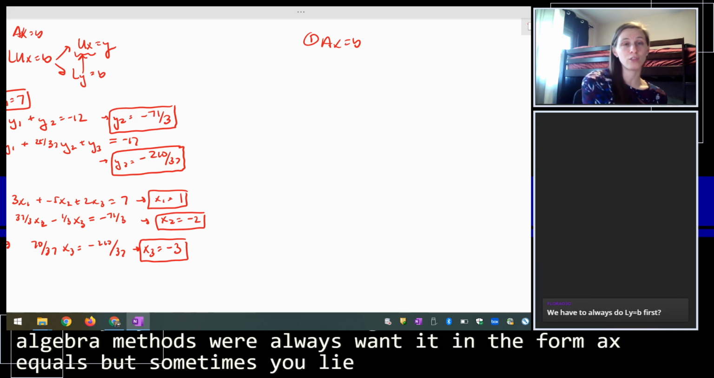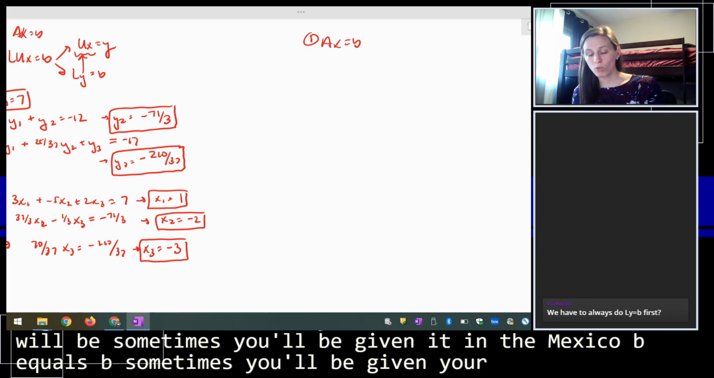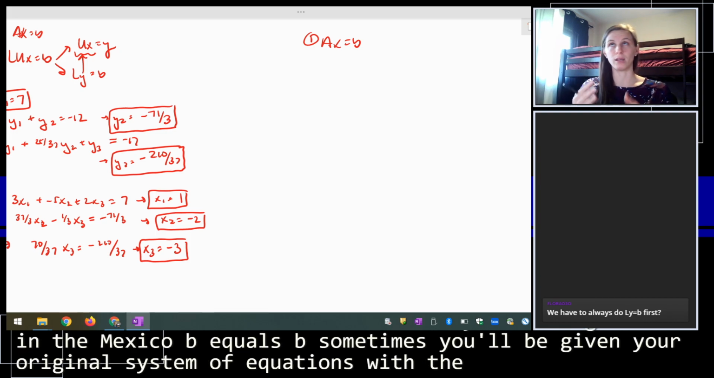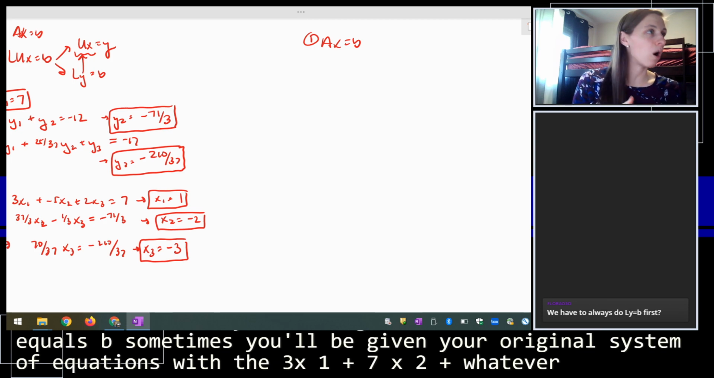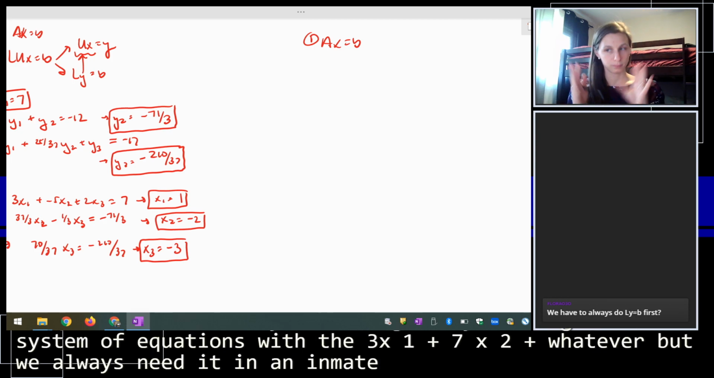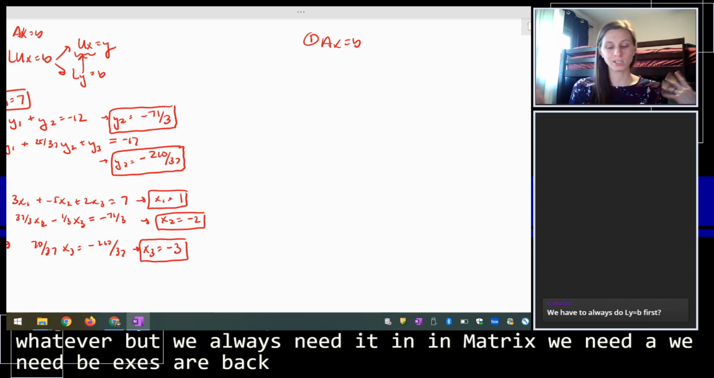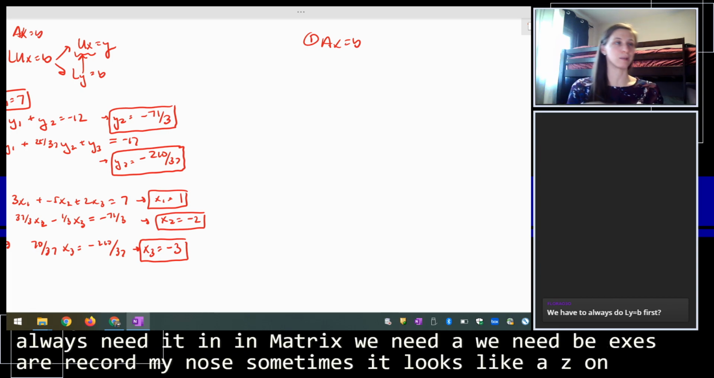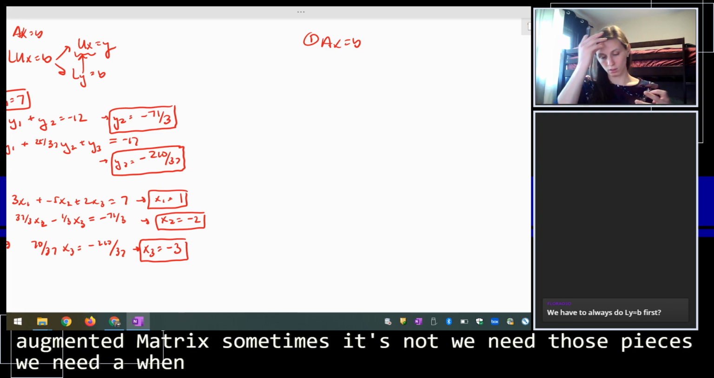Sometimes you'll be given it in the form of AX equals B. Sometimes you'll be given your original system of equations with the 3x1 plus 7x2 plus whatever. But we always need it in matrix form. We need A, we need B, X is our vector of unknowns. Sometimes that looks like the augmented matrix, sometimes it's not, but we need those pieces.